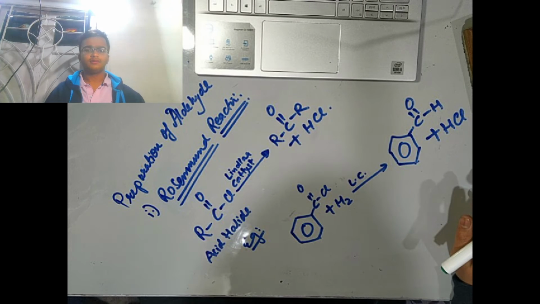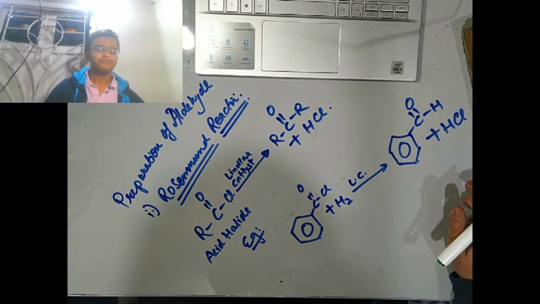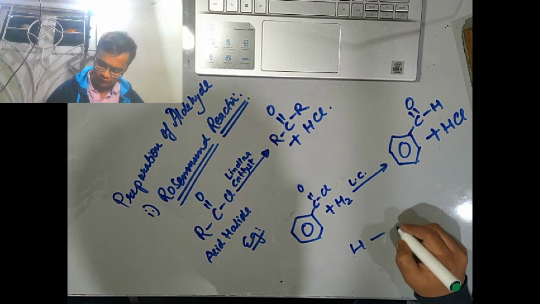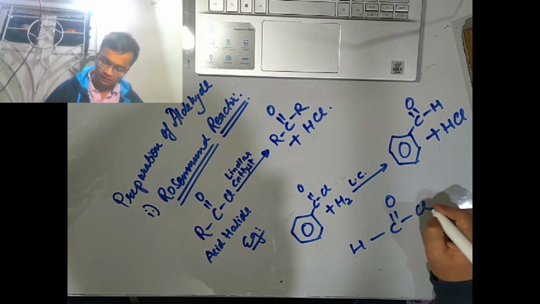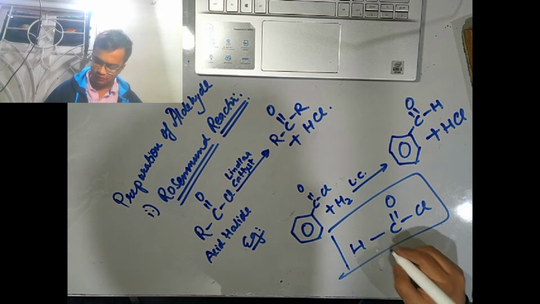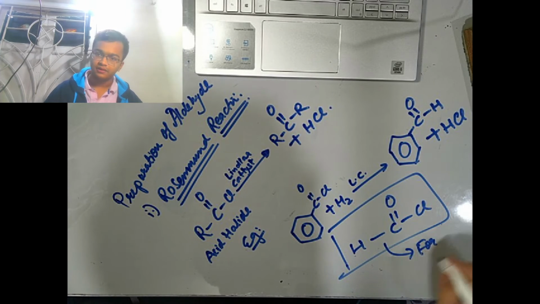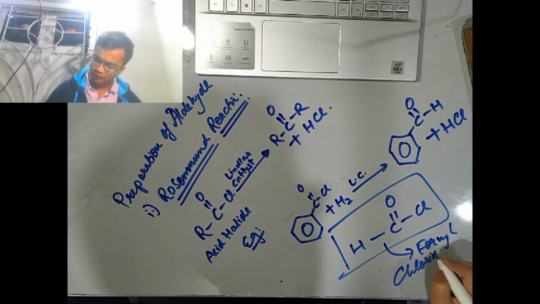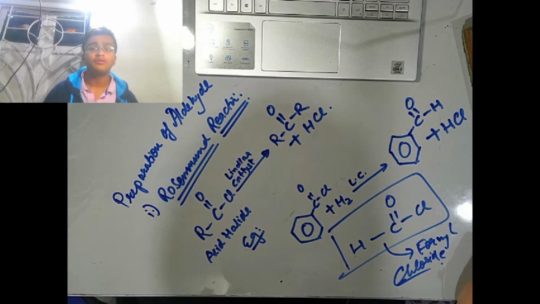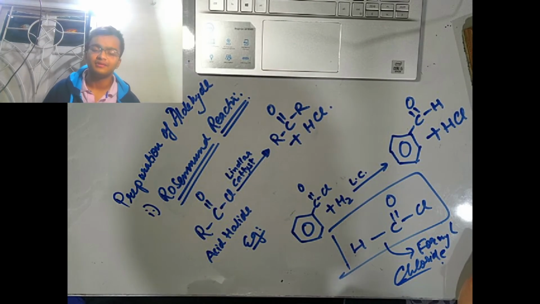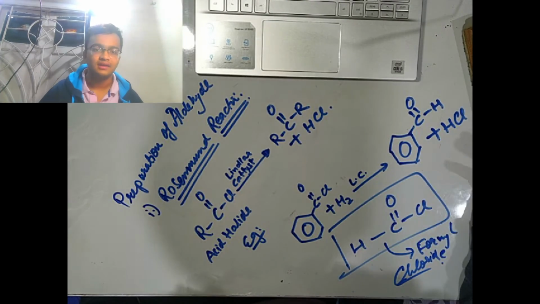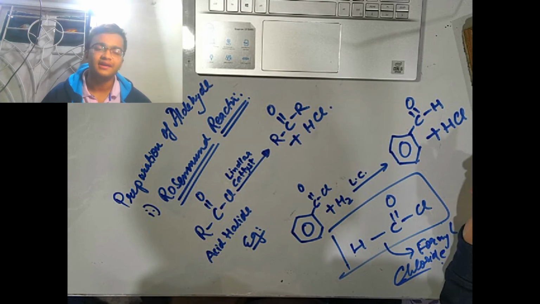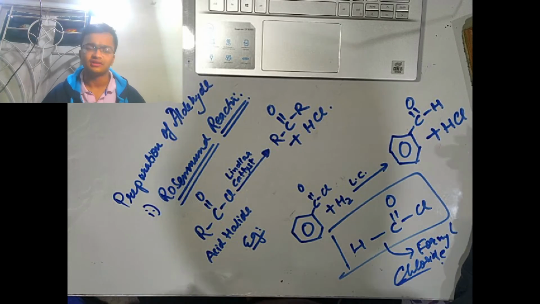Now for this, you have to remember that this thing, H C double bonded O Cl, is called formyl chloride. Formyl chloride can never be prepared by this method because formyl chloride is highly unstable. Now, coming to the next reaction, which is the Stephen reaction.